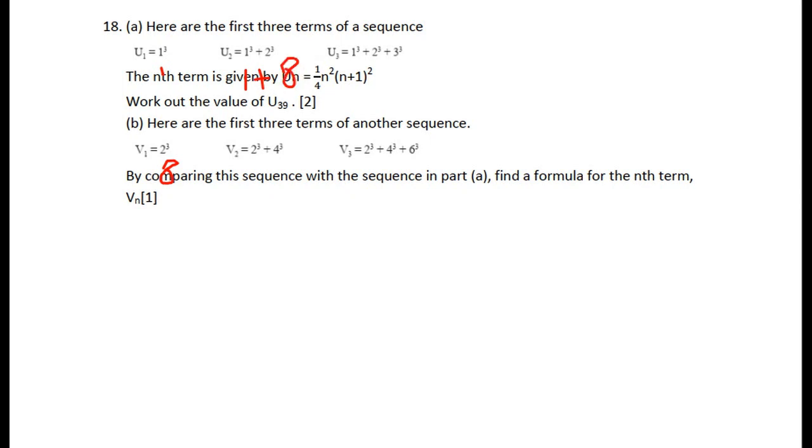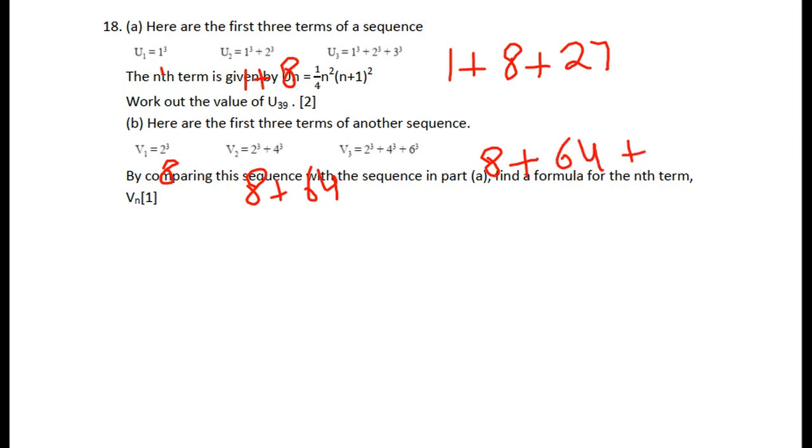This was 1 plus 8, and this was 2 cube 8 plus 4 cube, which is 64. Then this was 1 cube 1 plus 2 cube 8 plus 3 cube 27, and here we have 2 cube 8 plus 4 cube 64 plus 6 cube, I believe, is 216. Yes, 216. So what is happening over here?